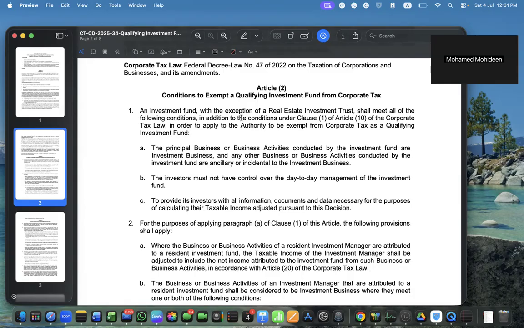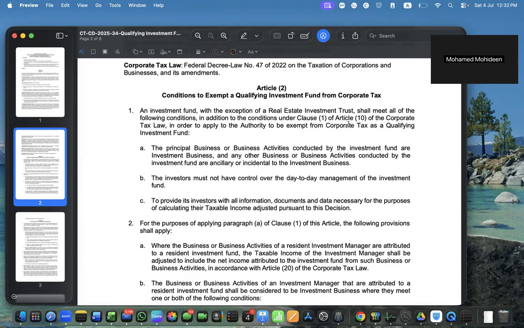An investment fund, with the exception of a real estate investment trust, shall meet all the following conditions in addition to conditions under clause 1 of article 10 of the corporate tax law. Let me read again. An investment fund, with the exception of a real estate investment trust, shall meet all of the following conditions in addition to conditions under clause 1 of article 10 of the corporate tax law. This article 10 is qualifying investment fund.